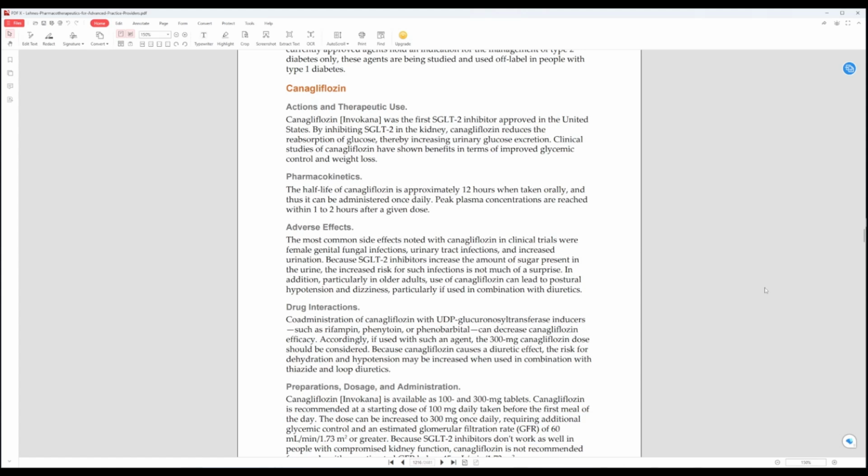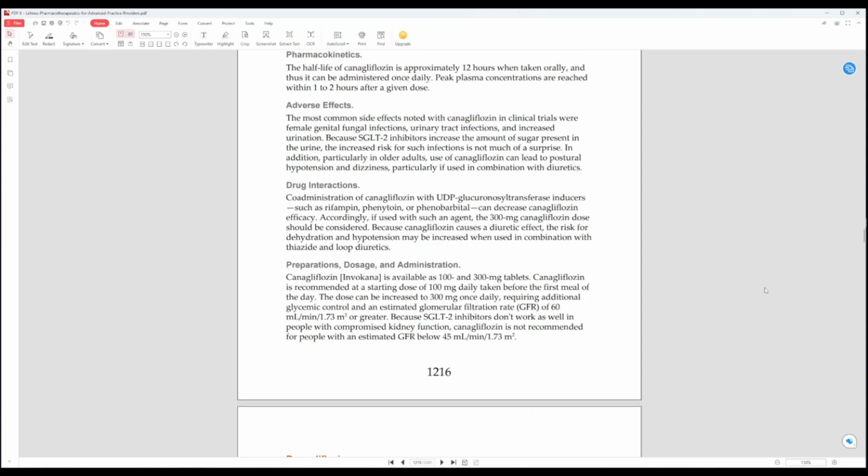So its pharmacokinetics. The half-life is about 12 hours when taken orally, and thus it can be administered once daily. Peak plasma concentrations are reached within 1 to 2 hours after a dose is given. Its adverse effects. The most common side effects noted in the clinical trials were female genital fungal infections, UTIs, and increased urination. Because the SGLT2 inhibitor increases the amount of sugar present in the urine, the increased risk for such infections is not much of a surprise.